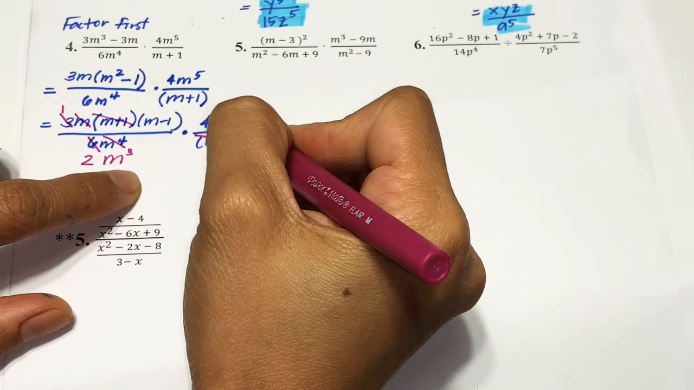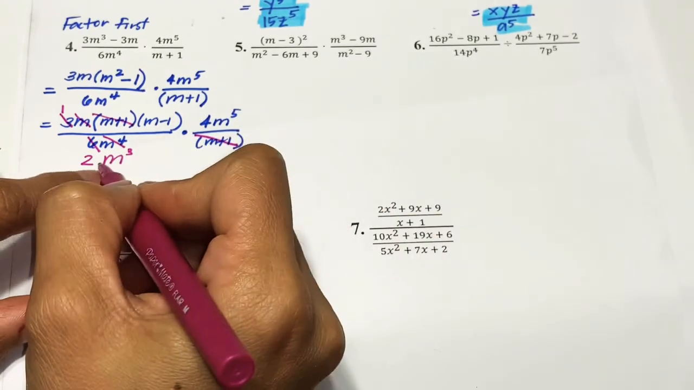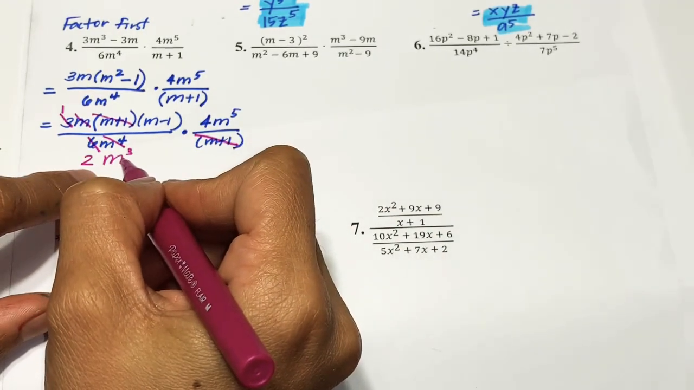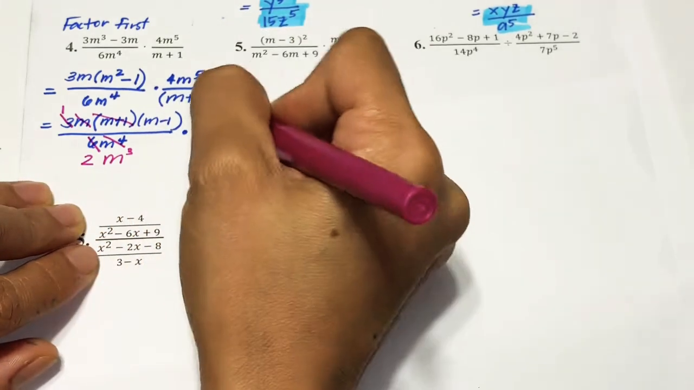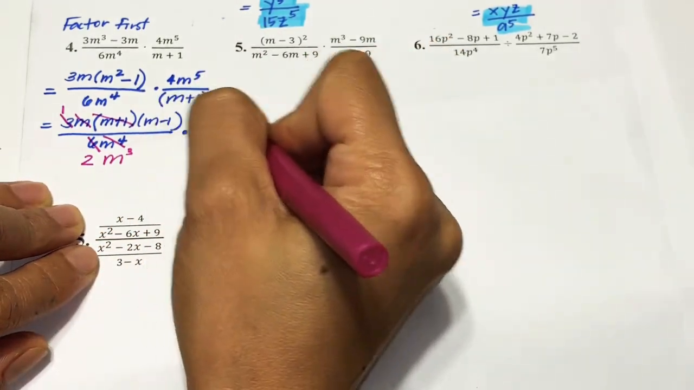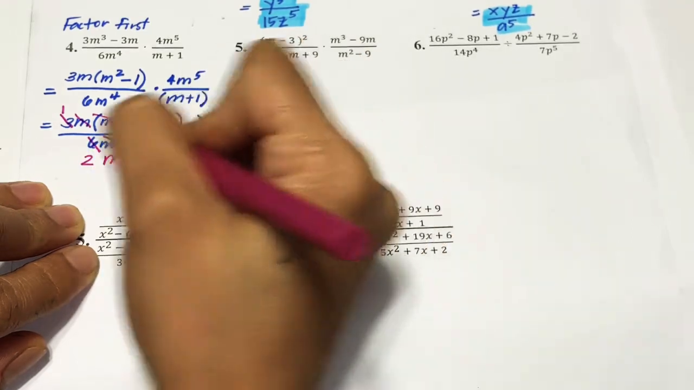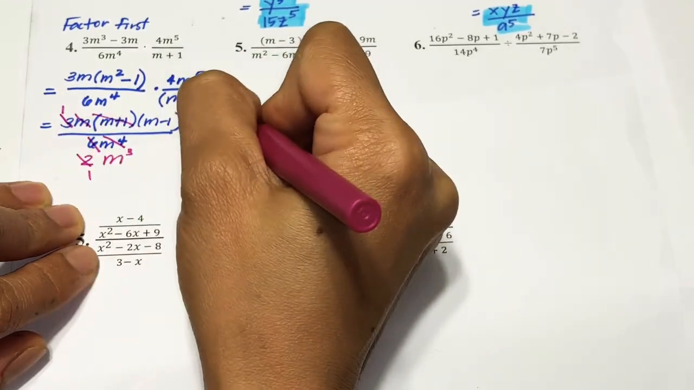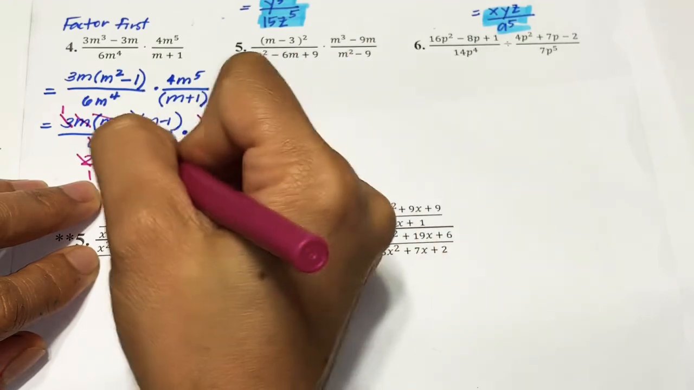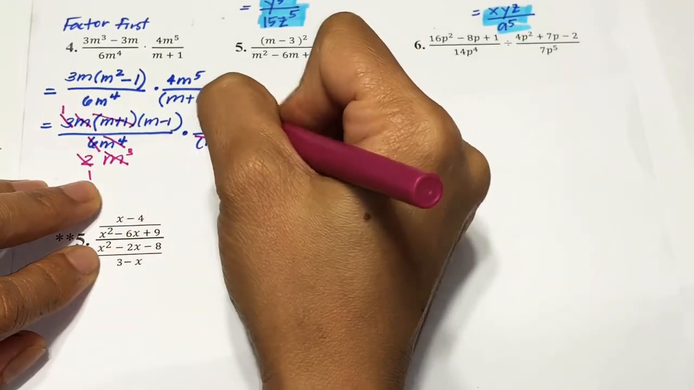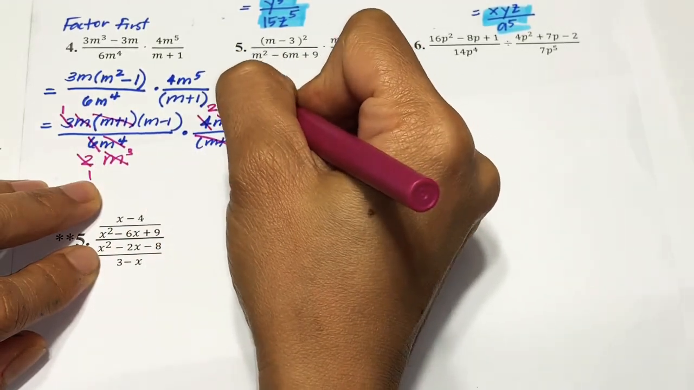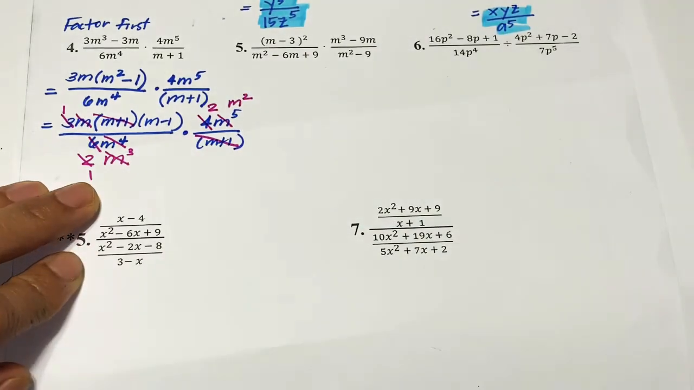Okay, here 4m to the 5th. You can reduce it again with the 2m cubed. So we're going to reduce that again. So this becomes 4 and 2, that's 1 and 2. M to the 3rd, m to the 5th. That leaves you with m squared in the numerator.